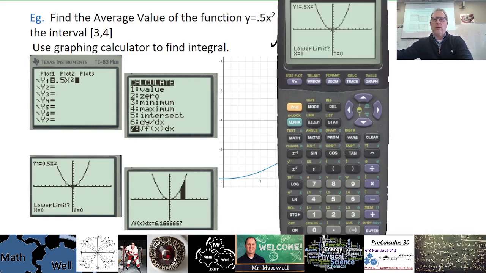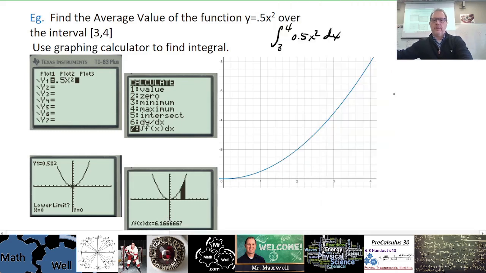So the lower limit there is going to be 3. You just type in 3, enter, and then the upper limit is 4. 4, enter, and watch this. There's the value of the integral right there. Now it's in decimal form, not an exact value form, but you pump in your lower and upper limits, and you get this integral: 6.16 repeating.